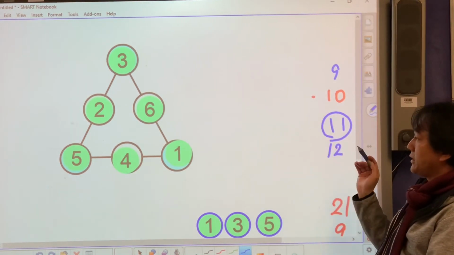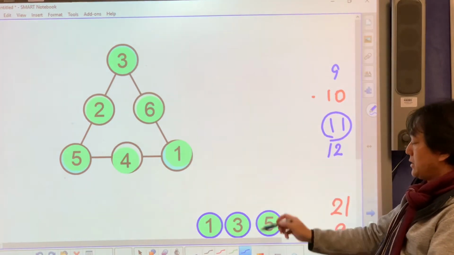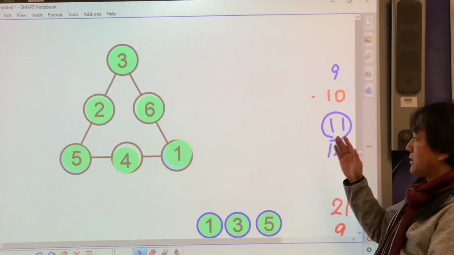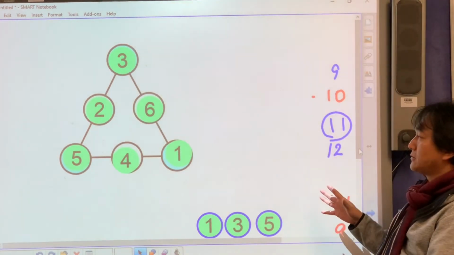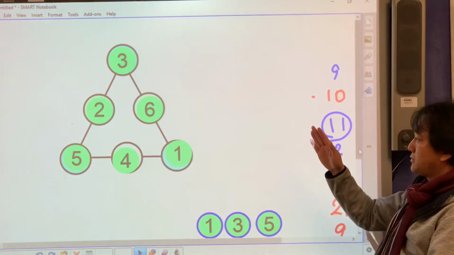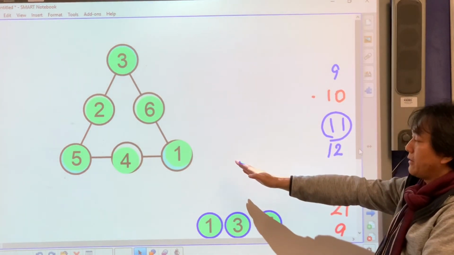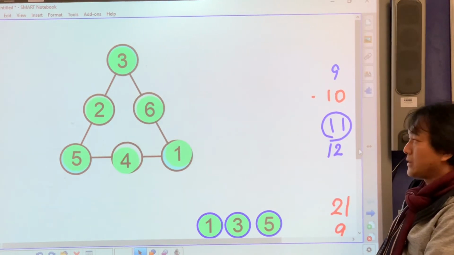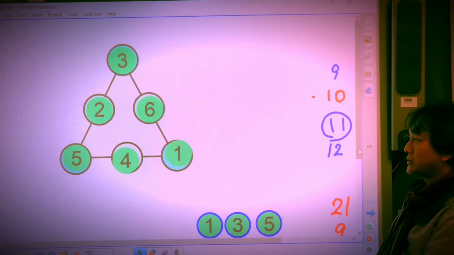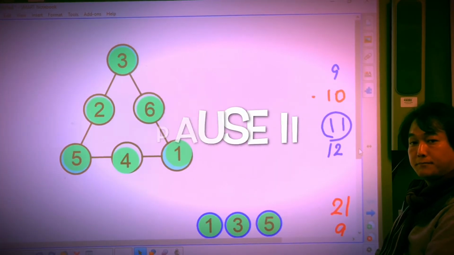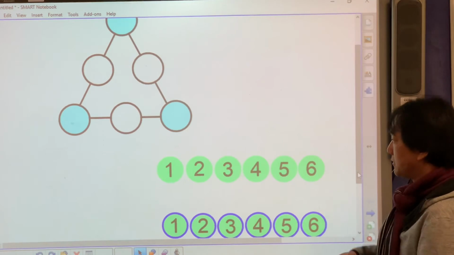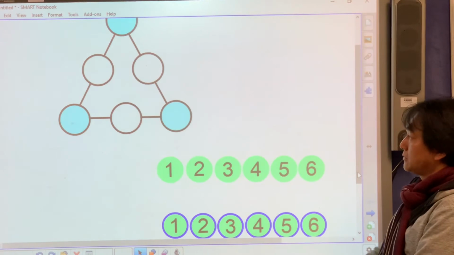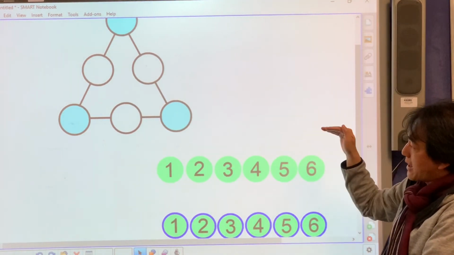So each line's 11. Means if we add all the numbers from 1 to 6, then certain numbers are counted twice, then when I add each line, the answer should be 11. Let's pause the video. Let's see how you can do this. So the aim is to make each line added up to 11.